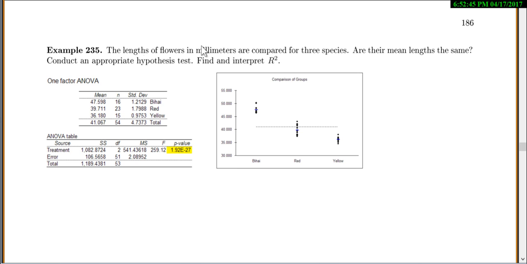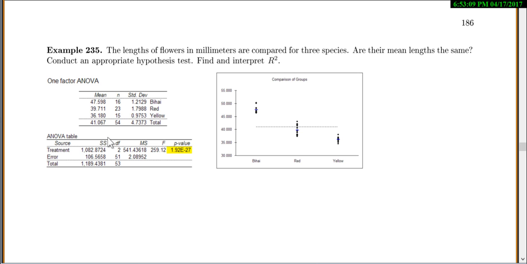So let's try one more. The lengths of flowers in millimeters are compared for 3 species. And we want to know, are their mean lengths the same? Conduct an appropriate hypothesis test, find and interpret R squared. Okay, so you can see our ANOVA here. We have the groups of blue, red, and yellow with our sample means, sample sizes. Now, I guess that's actually Baha'i, not blue.